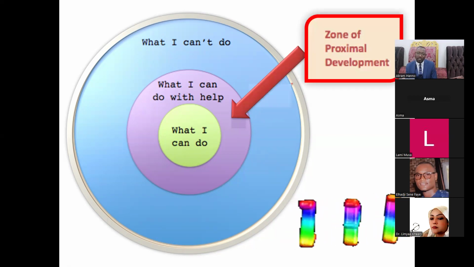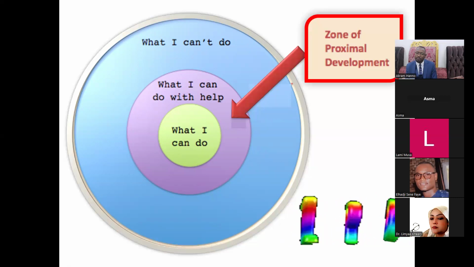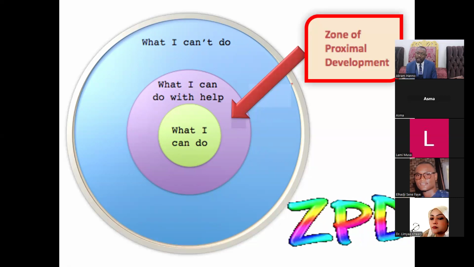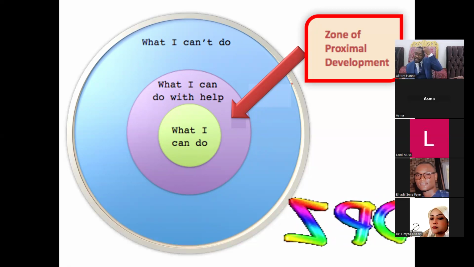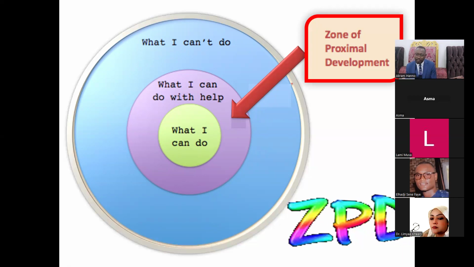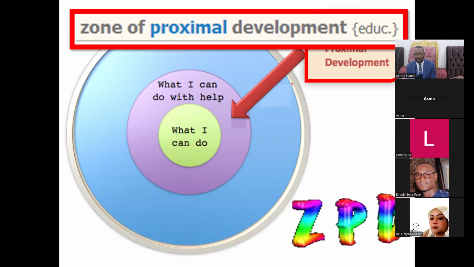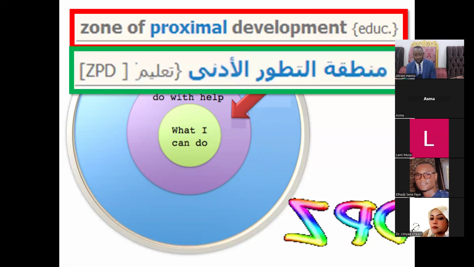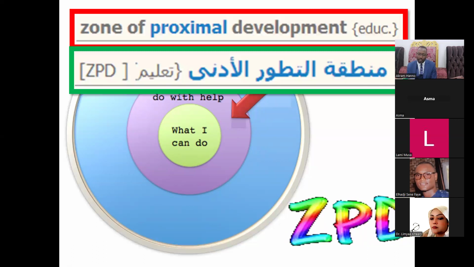This is called what I can do, and what I can do with the help is called zone of proximal development. So we have ZPD. It stands for zone of proximal development, in education. And this is the translation in Arabic, منطقة التطور الأدنى.